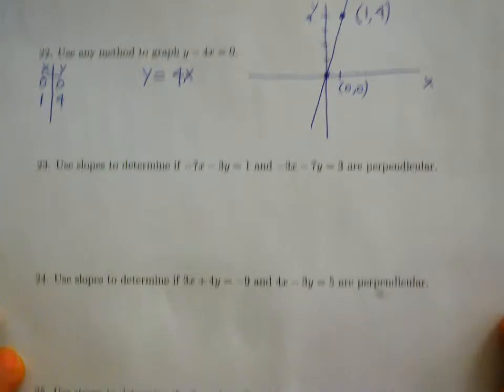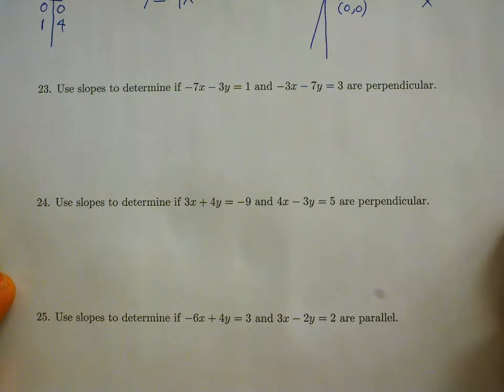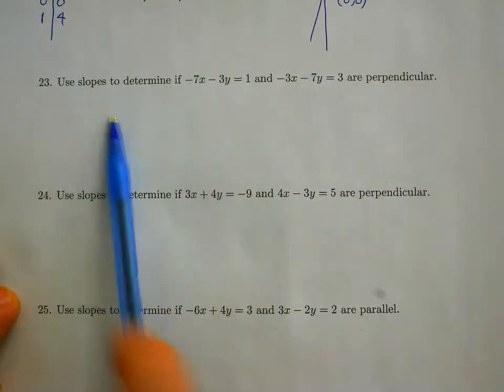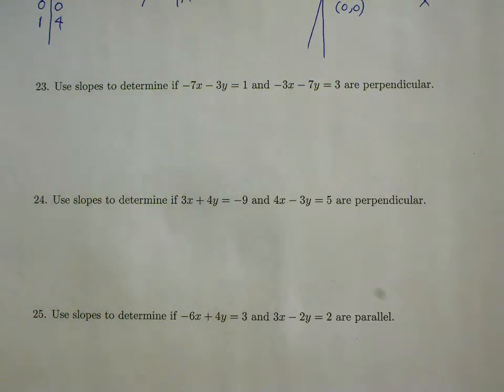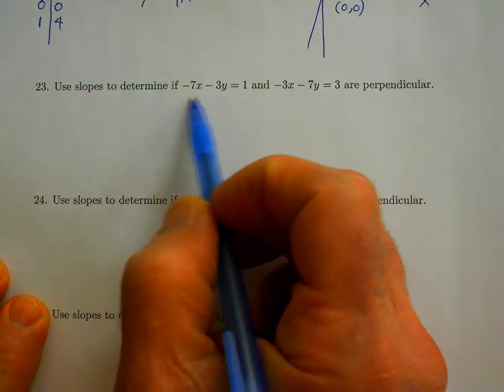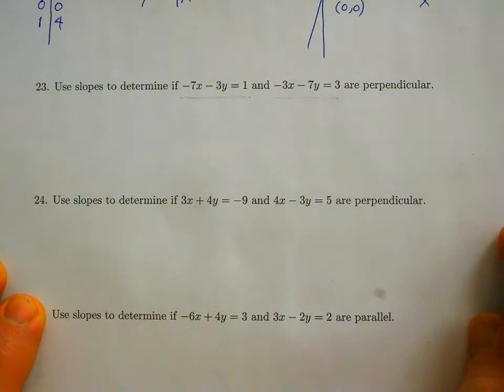Okay, the next problems have to do with determining if two lines are perpendicular or parallel. So on number 23, this says use slopes to determine if the two lines are perpendicular. So if we just write each of those two equations in slope-intercept form, then we can tell by looking what the slopes of the lines are.